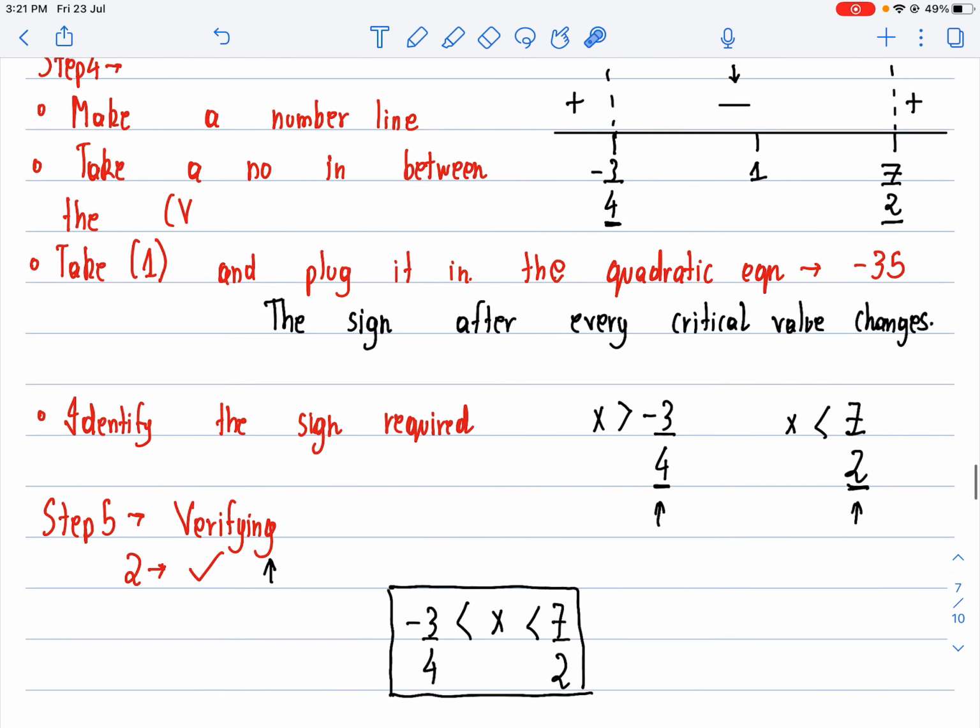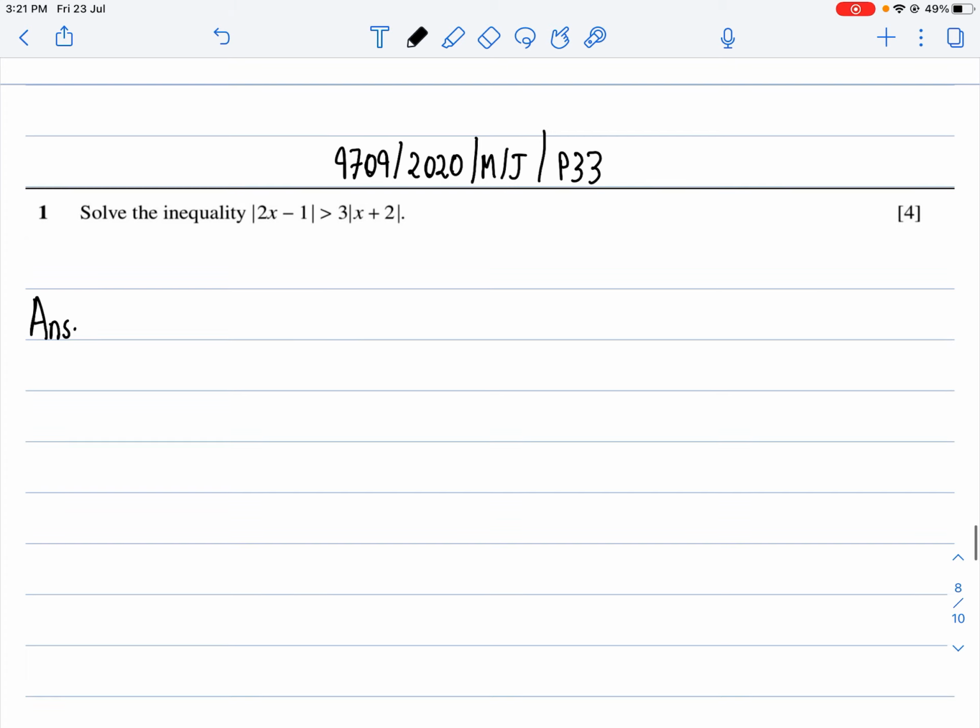So this is the first past paper example which we have. This is from 2020 May-June paper 33. We need to solve this inequality, which is the mod of 2x minus 1, which is more than 3 into the mod of x plus 2. So the first step is basically squaring.